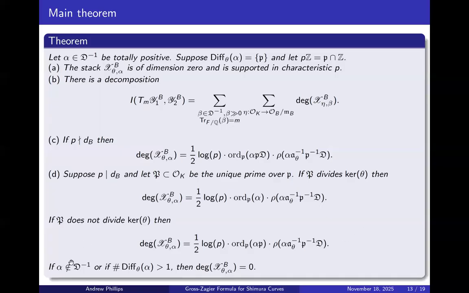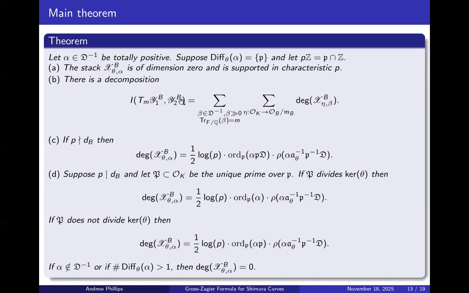And then if your alpha is not in the inverse different, or if this diff set, this is probably the most interesting thing, if this diff set has cardinality greater than 1, then actually the stack is empty, doesn't have any geometric points, which is kind of interesting here.